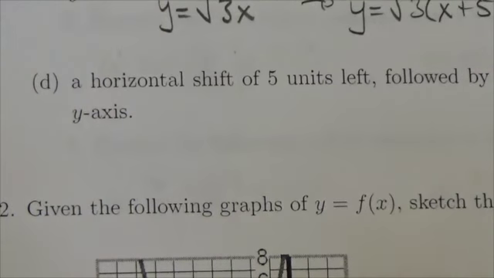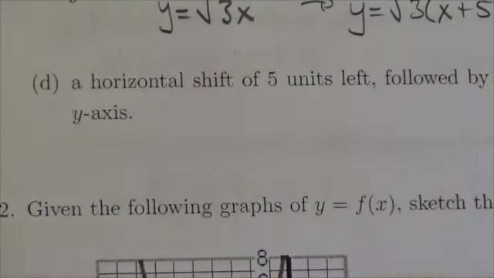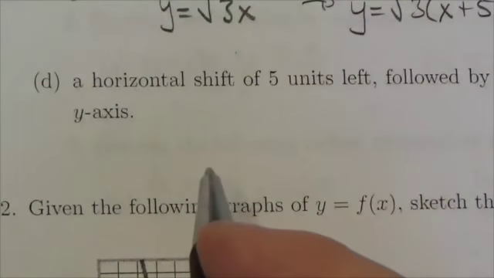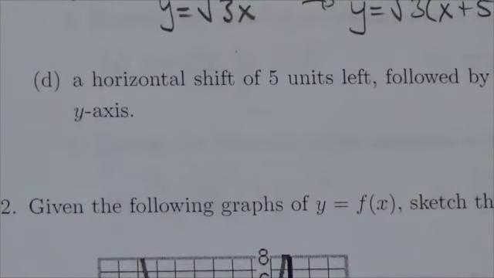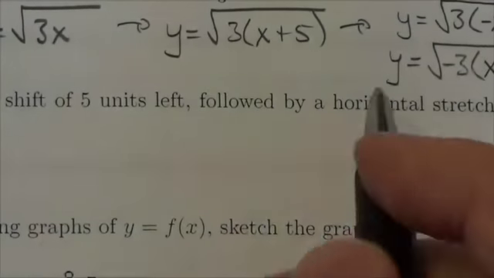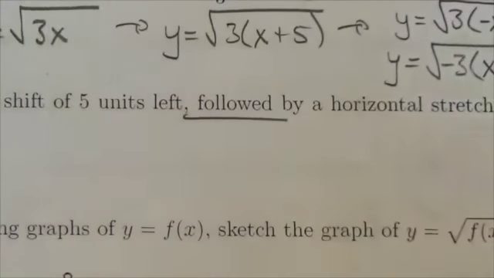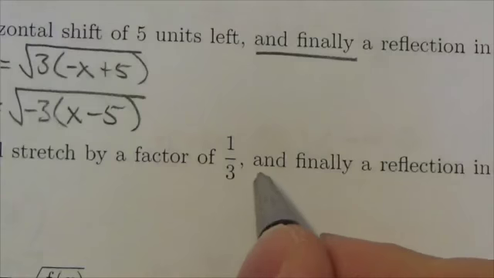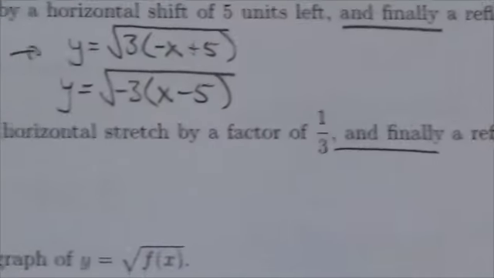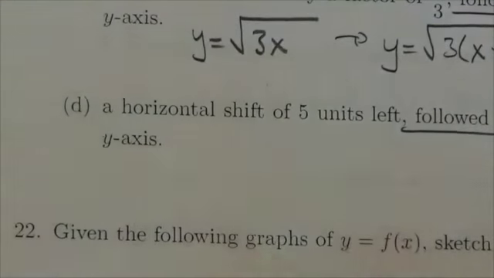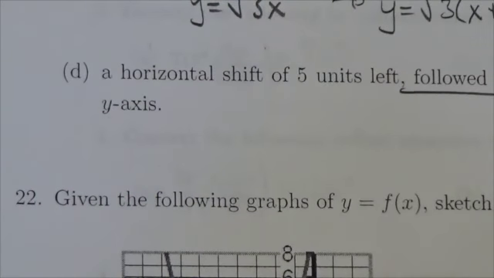Hi everyone. So in this case right here, we're applying some transformations to the radical function. However, there's an issue here. If they were just to list the transformations, I would put them in the correct order. But they didn't. They didn't just list them. You get words like followed by, and finally, meaning that there's an order to these transformations, and I have to do them in the order specified, which is, by the way, backward from what we would normally do.